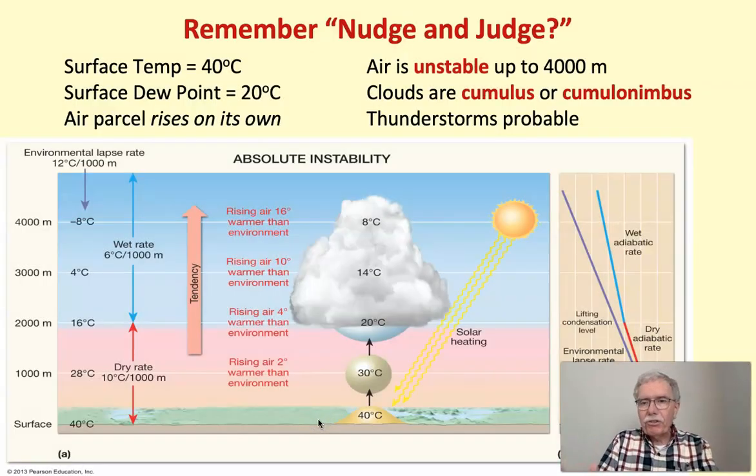Remember nudge and judge? This is just a review of our atmospheric stability lecture back in Unit 2. Here we have an environmental lapse rate that is quite steep, and parcels of air will continue to rise because as they rise, their temperature is warmer than the environment, and they keep going up. This may be helpful to go back and review. You've seen it before, but this will become important again as we talk about thunderstorms.